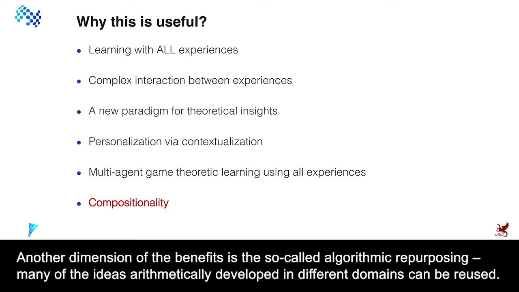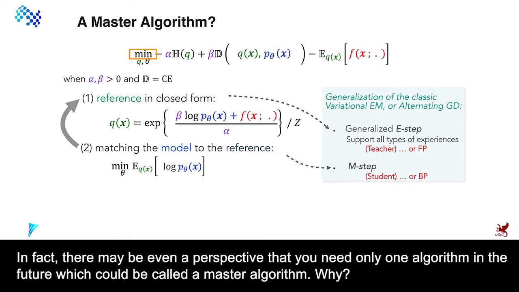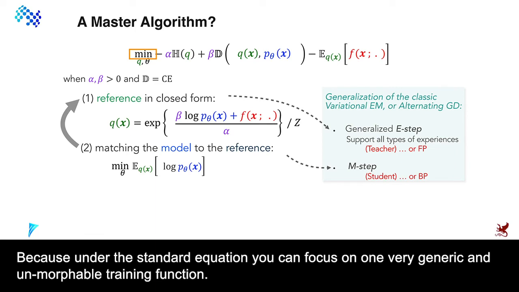Another dimension of benefits is the so-called algorithmic repurposing. Many of the ideas algorithmically developed in different domains can be reused. In fact, there may even be a perspective that you need only one algorithm in the future, which could be called a master algorithm. Why? Because under the standard equation, you can focus on one very generic and morphable training function.